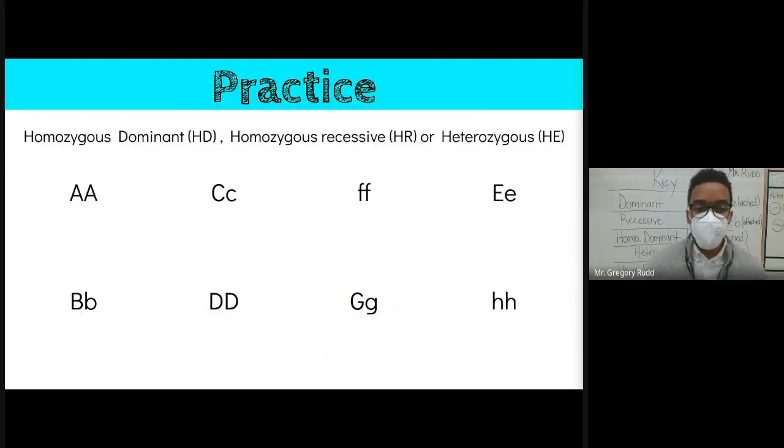All right, let's practice now. We can see we've got some different allele combinations. Okay, Rudy, have a good weekend if you're about to jump off.